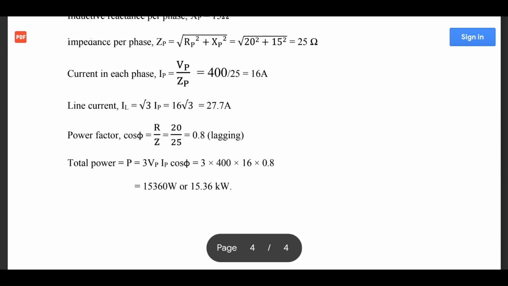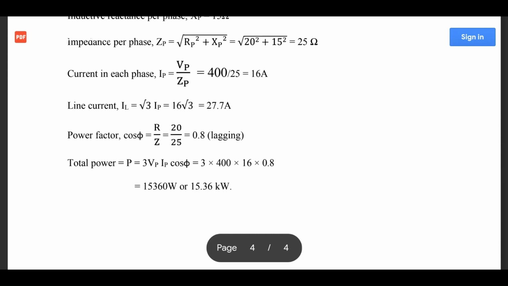Next is the power factor. Power factor is again calculated using the impedance triangle. Cos phi is equal to base upon hypotenuse. Base is our resistance and hypotenuse is our impedance. So 20 upon 25, we get 0.8 lagging.